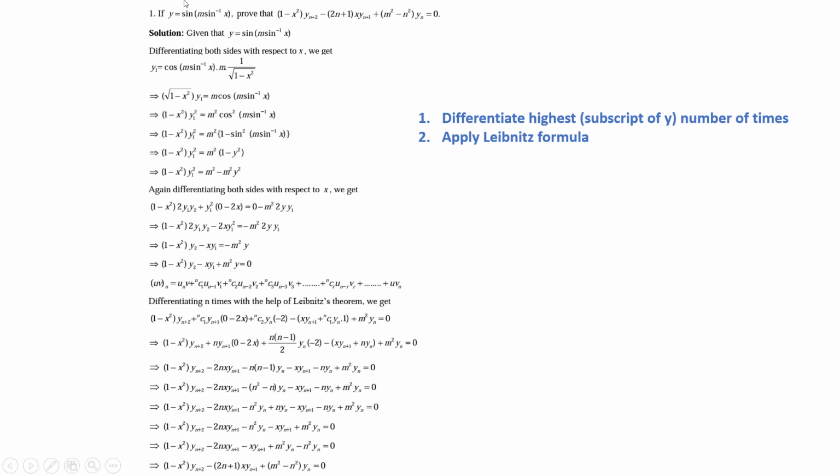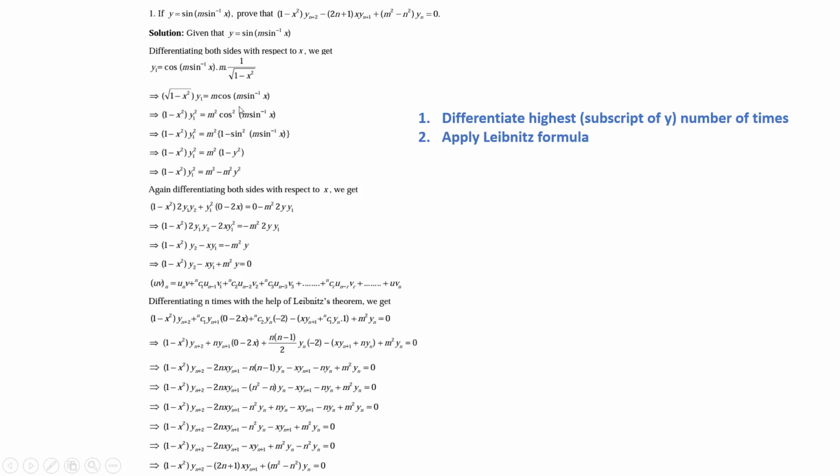Now let's first differentiate this part. If we differentiate this part, we get cos of m sine inverse x. How? Because d/dx of sine x equals cos x. And according to the chain rule, if we differentiate the inside part, we get m into 1 by root over 1 minus x square, because d/dx of sine inverse x equals 1 by root over 1 minus x square. Now we just took this root part to the left hand side, and then we squared both sides to remove the root.